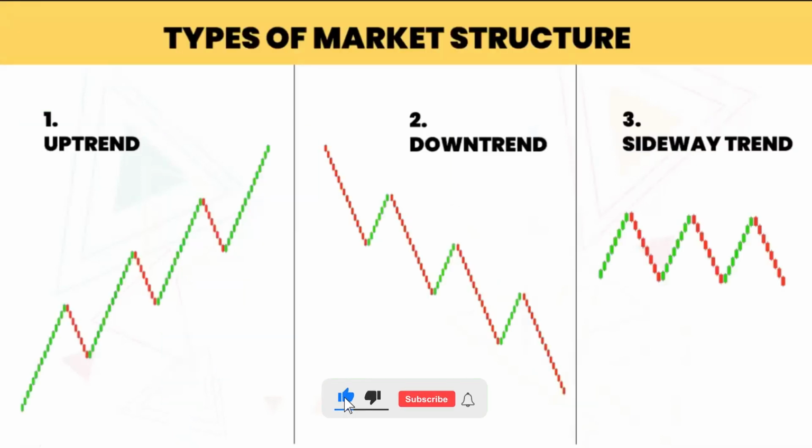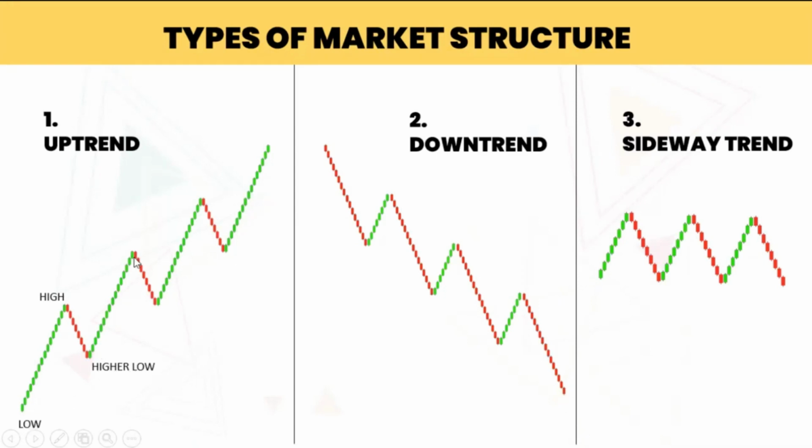We have the uptrend, we have the downtrend, and we have the sideways trend. Now for the case of the uptrend, the market moves from a low price in this level here, okay, and then it moves up to a high price. All right, then it comes back to a low price that is higher than a previous low, so it is called a higher low.